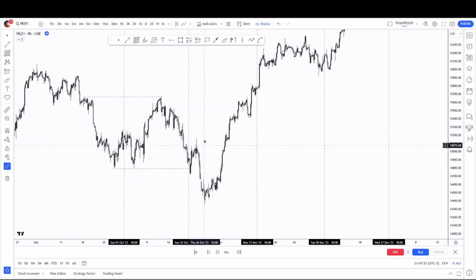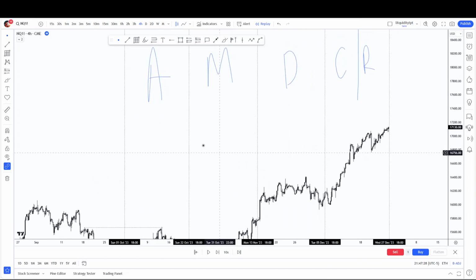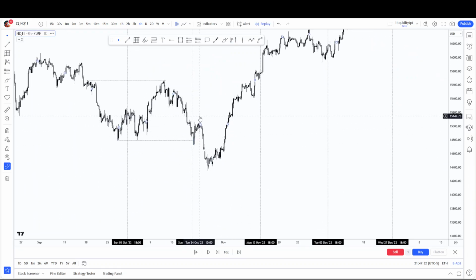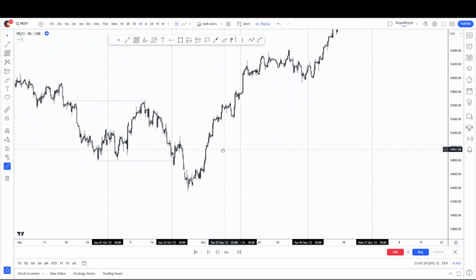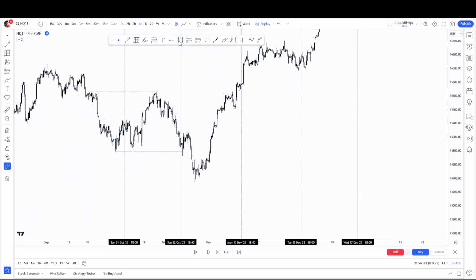But when did this happen? During the manipulation phase, right? So this one was symbolized as our accumulation, and this is our manipulation phase. Price simply takes out these stops and then gives us a push back up, and it's getting ready for our distribution phase. But the way this works is price must come into a higher time frame PD array.